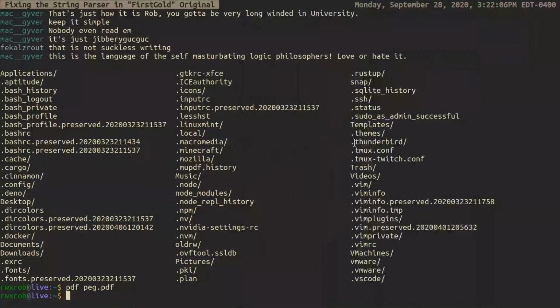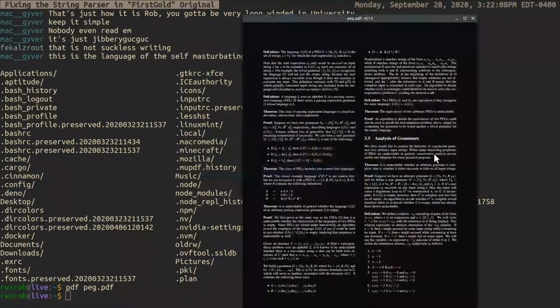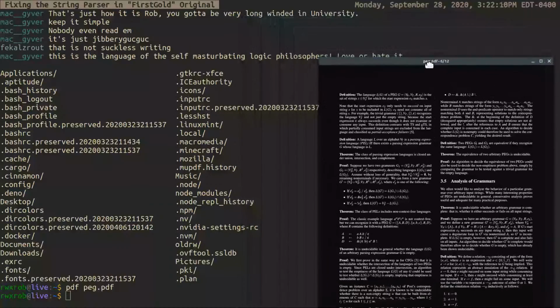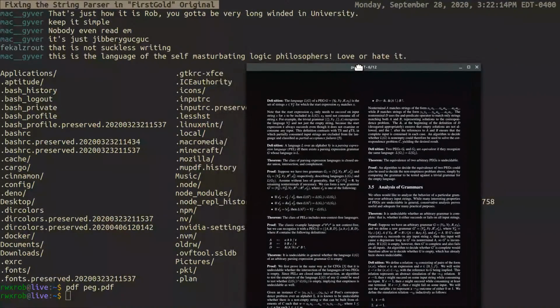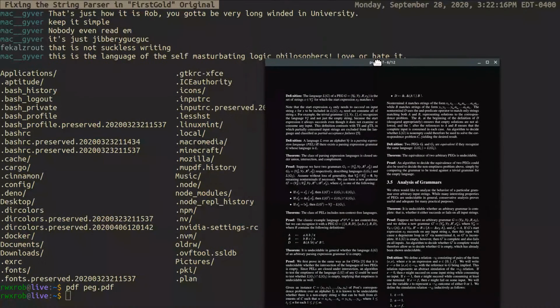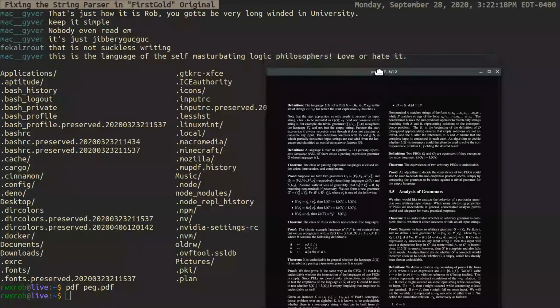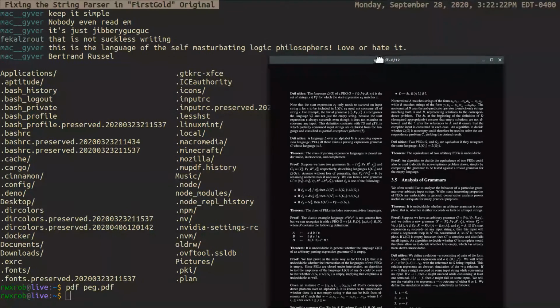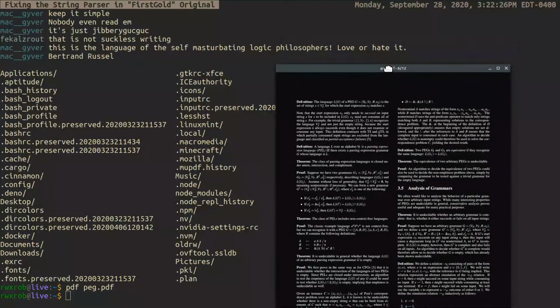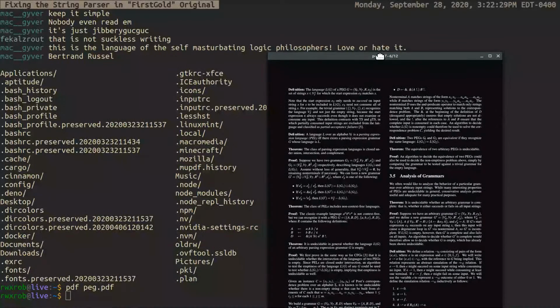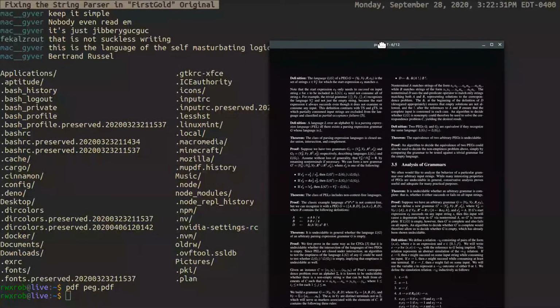This is the language of the self-pattern logic, love it or hate it. It really is. And I love logic philosophers. I really do. I love decrypting logic in magazines and articles and blogs and stuff, when I took my logic class. But yeah, is it Bertrand Russell? I didn't realize he was the one who wrote it. But I like dissecting logical arguments and saying, hey, this is the logic here.